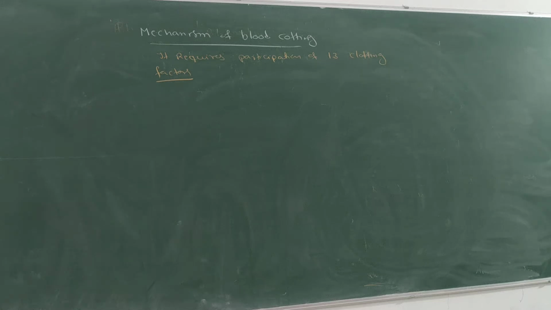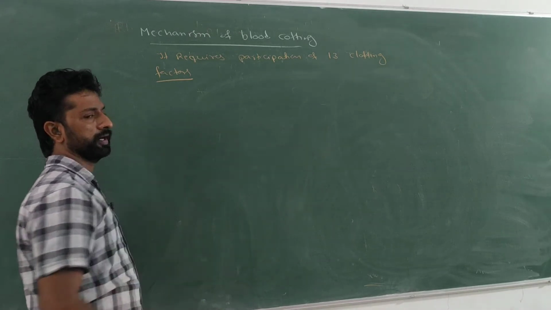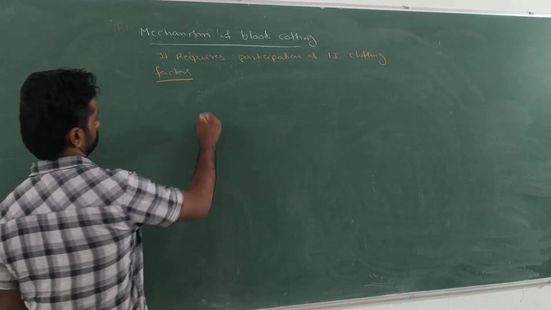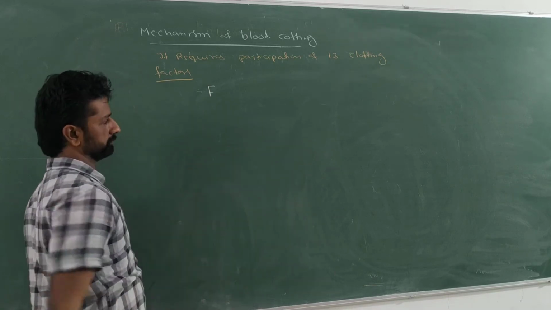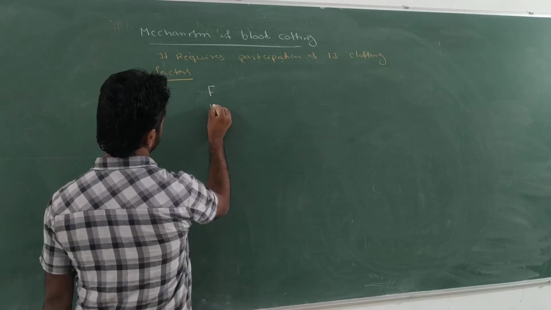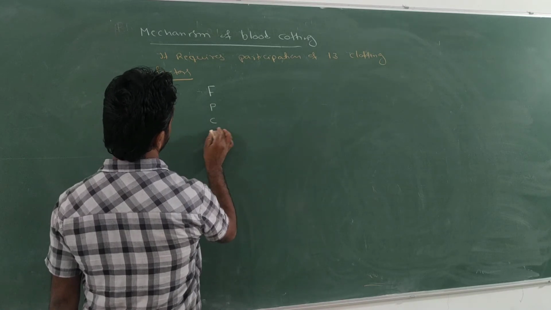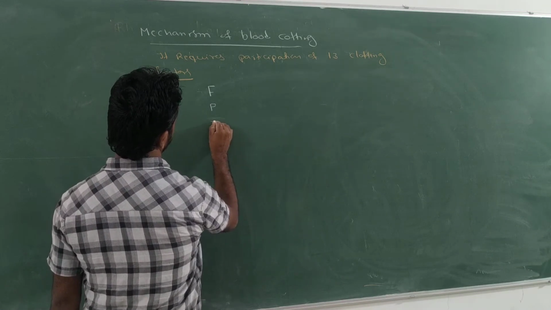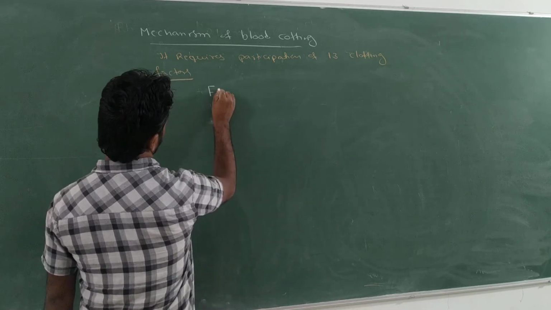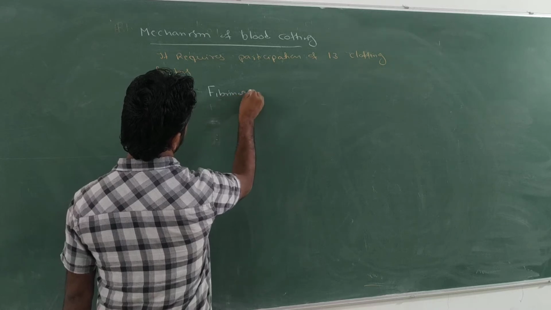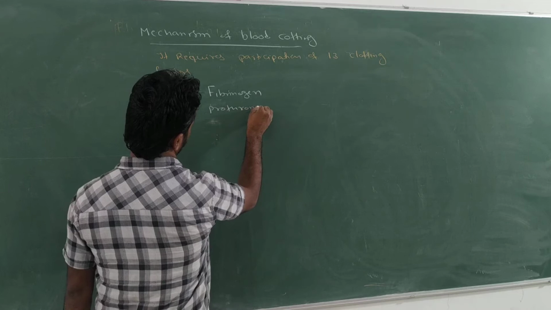So in the mechanism of blood clotting, it requires the participation of 13 factors, that is 13 blood clotting factors are there. What are those? Say for example, okay, let's write it like this. Fibrinogen, prothrombin.